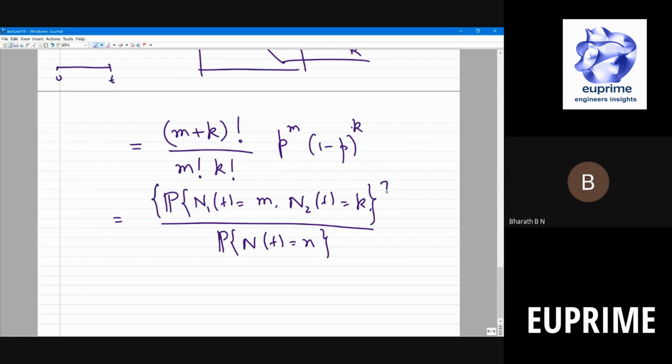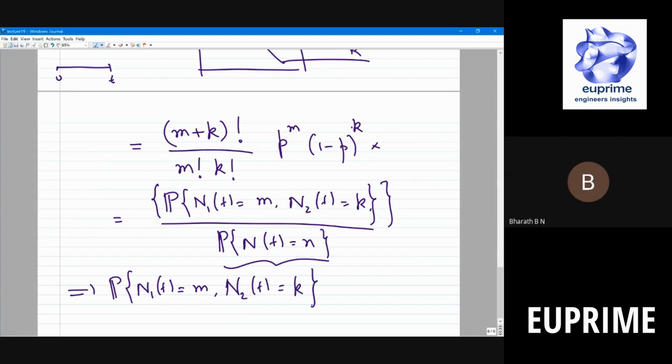I'll find this by multiplying this to this. So this implies joint distribution. That is, probability of N1(t) equal to m, N2(t) equal to k, is this whole thing: (m+k)! p^m (1-p)^k divided by m! k!, times P(N(t) = n), which is e^(-lambda t) (lambda t)^n over n!. So n factorial and (m+k) factorial cancel. Okay, is that fine?